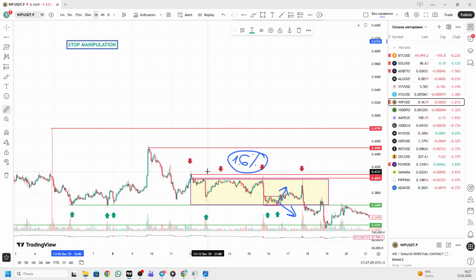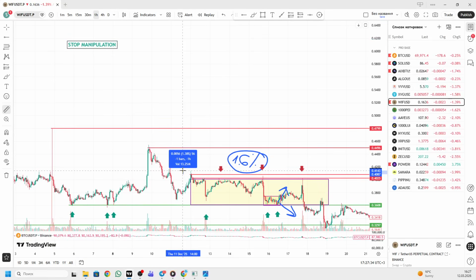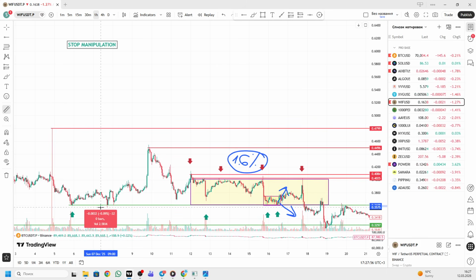Let's see. This one, for example, 1.4, let's say. Okay, that's good. Almost, but it's okay for us. We can hide our stop loss at 1.6. That means it works. Okay, let's see this week. 1%, 1.1. That's great.